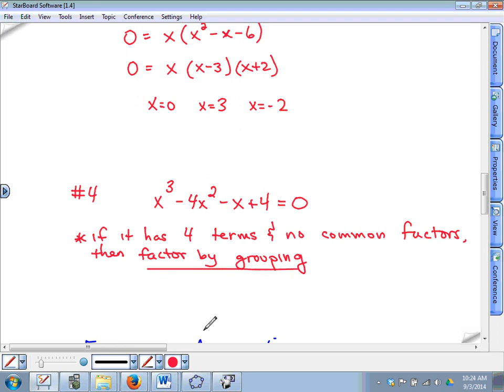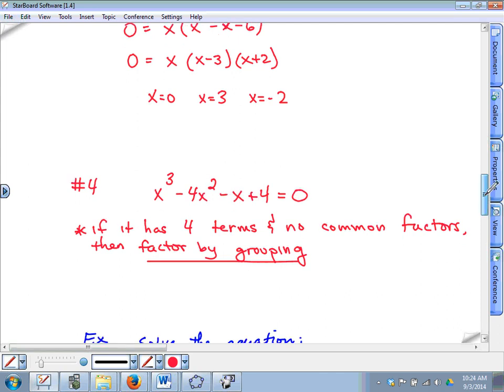Factor by grouping. Guess what? This is not a new method of factoring. You already know this method. Trust me. You know this method quite well, as a matter of fact.